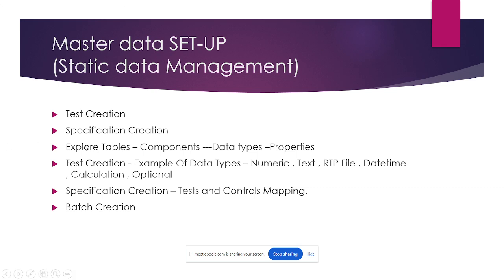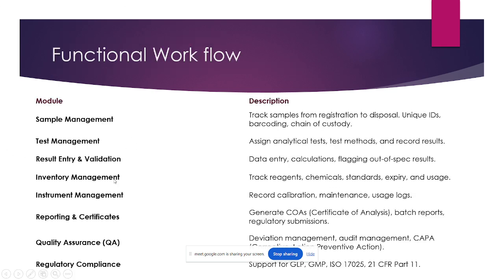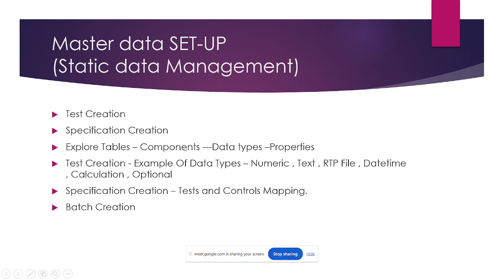Okay, we use the explorer tables, and at test creation time we need to create some components as per the STP. After the components are created, we need to attach them to the data types. Then we need to map some properties, either calculated properties, numeric, or whatever it may be. We can also do the instrument mapping from here only. So this is the master data creation.